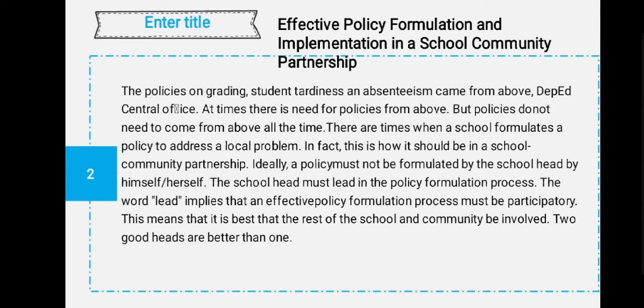So, effective policy formulation and implementation in a school-community partnership. The policies on grading, student tardiness and absenteeism came from above, the central office. At times there is a need for a policy from above, but policies do not need to come from above all the time. There are times when a school formulates policy with the community partnership. So, ideally, a policy must not be formulated by the school head by himself or herself. The school head must lead the policy.